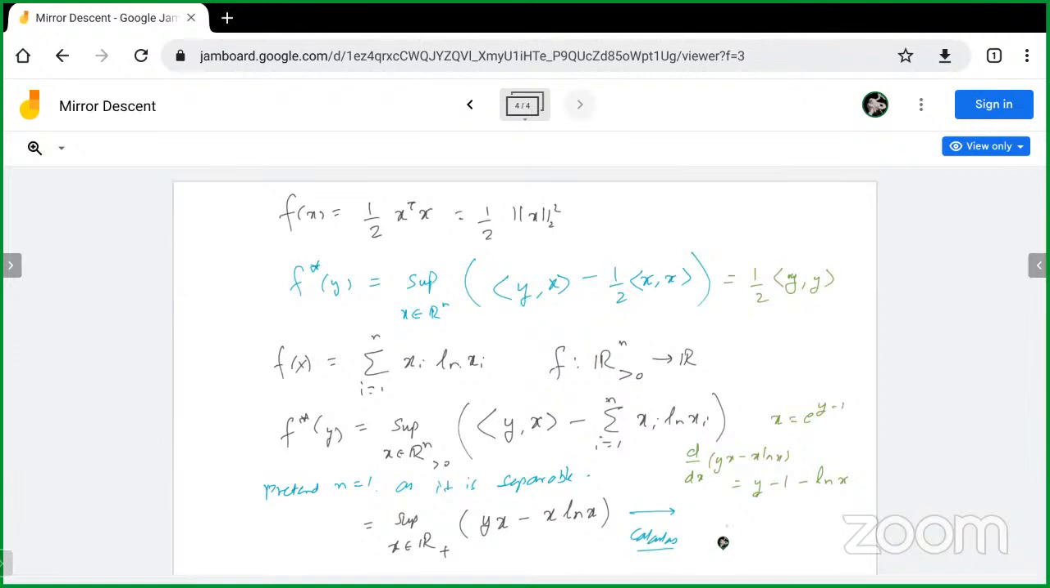So the first term will be y times e to the y minus 1, and the second term will be minus e to the y minus 1 times (y minus 1). And one of them will cancel, right? So you just get e to the y. So you get exactly this. Yeah, great.